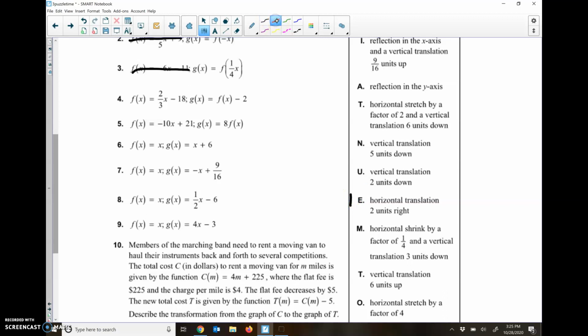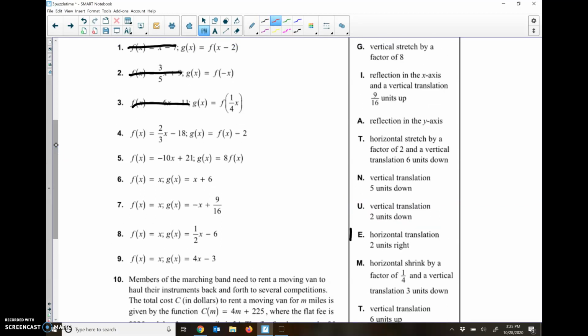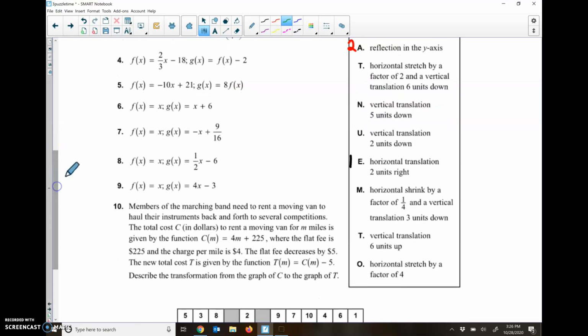All right, and then number 2, it's f of -x, so it's inside the parentheses, so that is a reflection over the y-axis, so that would be letter A. All right, number 3, it's f of 1/4 x, so the 1/4 is inside, so we know it's a horizontal stretch or shrink. And since it's a 1/4, remember, horizontal is the opposite one, so this one's actually going to be a stretch of 4. So we're looking for one that says a horizontal stretch of 4, and that's all the way down here at O.